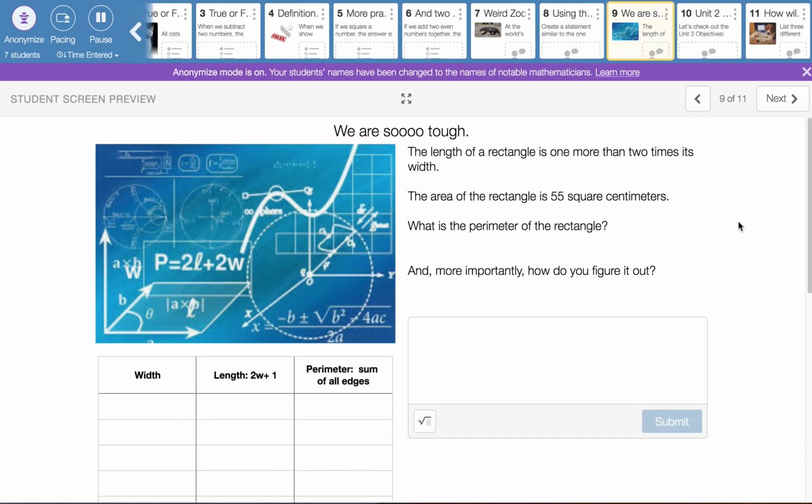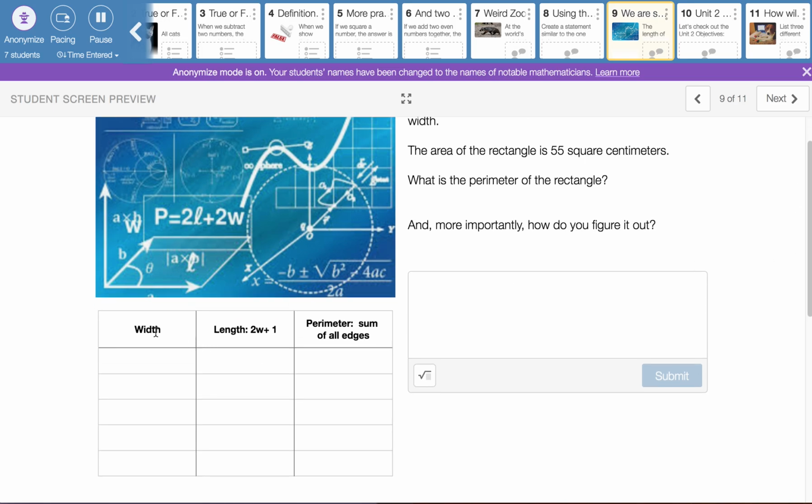This one is another kind of combination problem, but it has a geometric component to it. This one reads, the length of a rectangle is 1 more than 2 times the width. The area of the rectangle is 55 square centimeters, and I'd like to know the perimeter. This one is best done with guess and check.